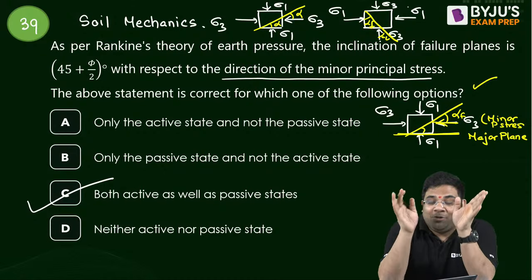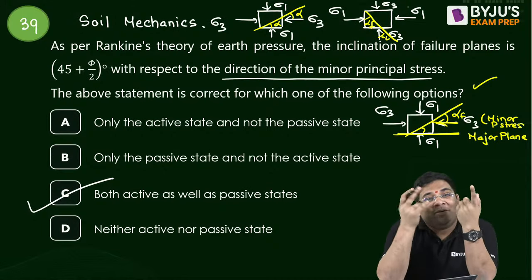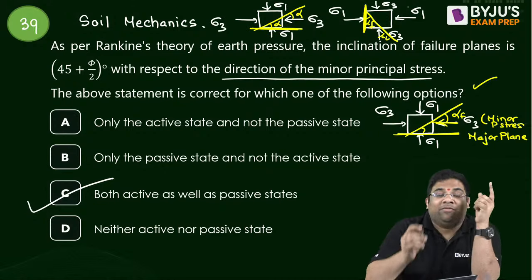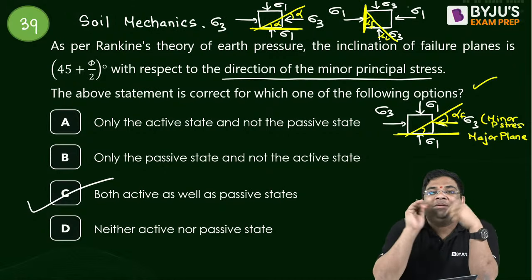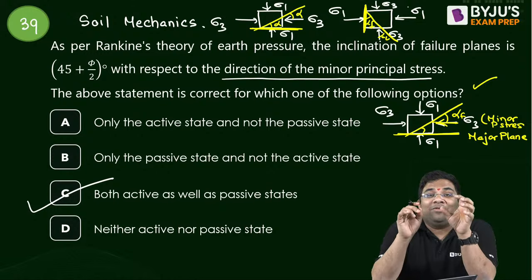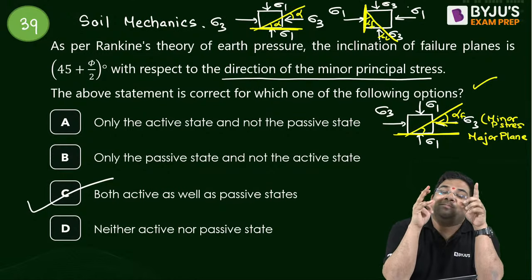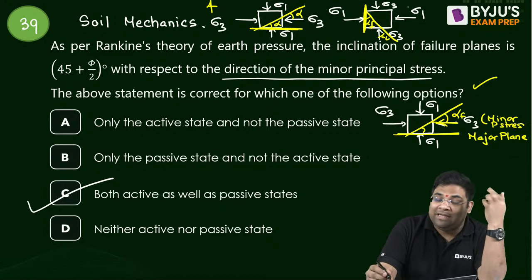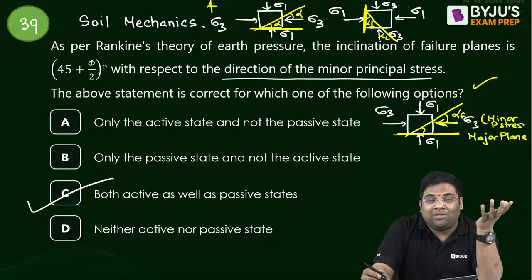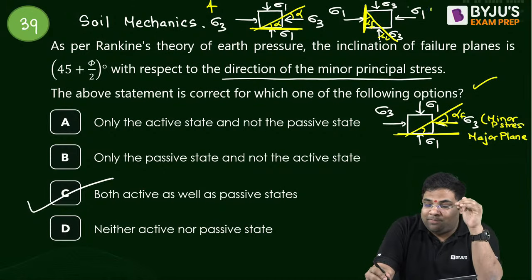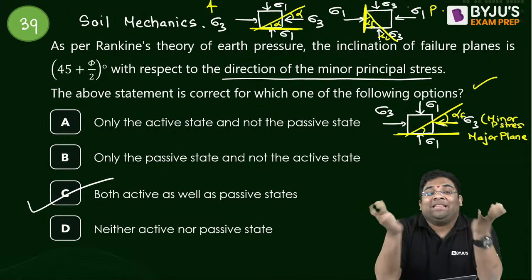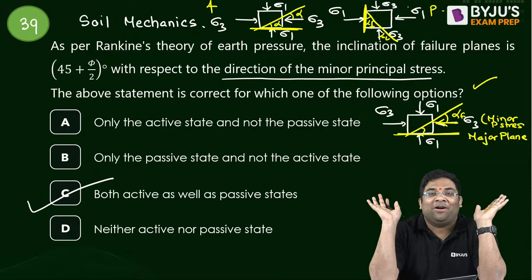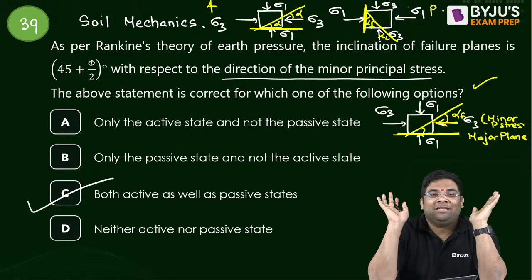But the failure plane angle is always taken from the major principal plane. The horizontal sigma was minor in the active case and became major in the passive case. But whenever we take the failure angle, we take it from the major principal plane only. Understood this thing or not, everybody? Okay, very good.